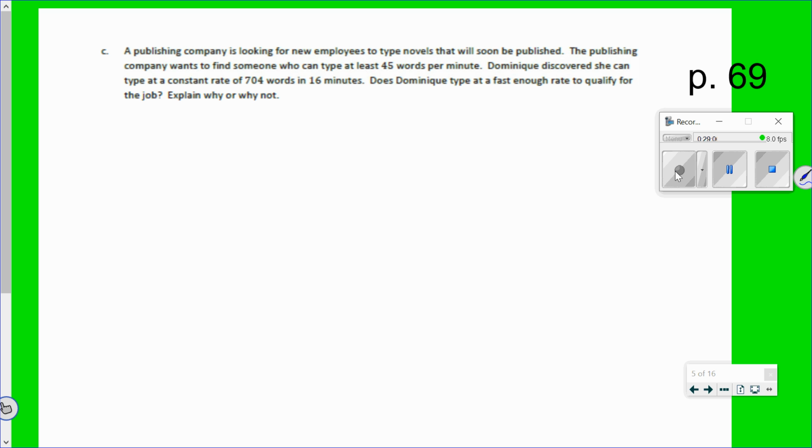Okay, it's almost lunch, so I'm going to just hop through this one really quick. They're looking for people to type novels. They want to find someone who can type at least 45 words per minute. Dominique discovered she can type at a constant rate of 704 words in 16 minutes. Does Dominique type fast enough rate to qualify for the job? Explain why or why not.